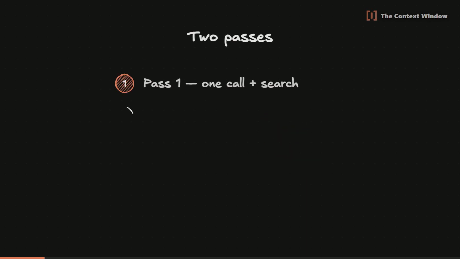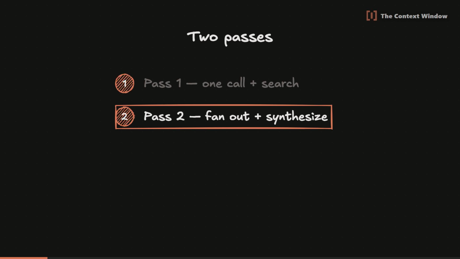We'll build this in 2 passes. First, the simplest version that works. One model call with a web search tool bolted on. Then we level it up into a real research agent that takes your question apart, runs searches in parallel, and stitches the findings into one report. By the end, you'll have something you can actually point at your own questions.